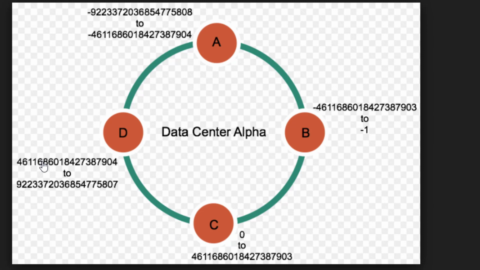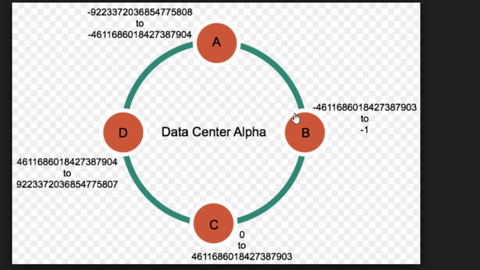Now from this value to this value, all the keys will be at this server. From this to this, all the keys would be at A. And from this to minus 1, all the keys would be at B server. Right? So what we have done is we have made ranges, so that from this value to this value, it would be stored in one server. From this value to this value, it would be stored in another server.